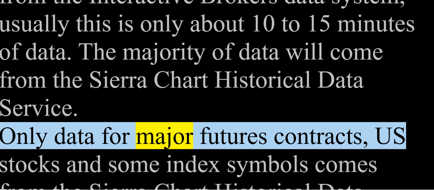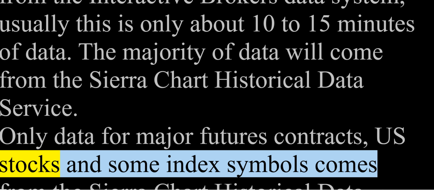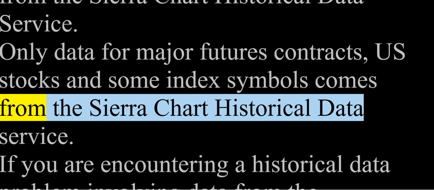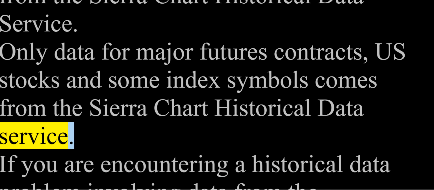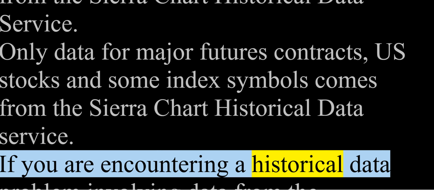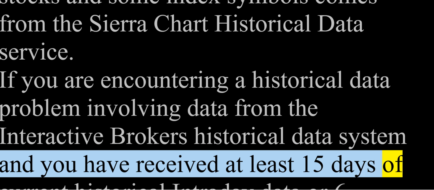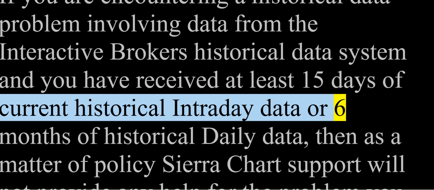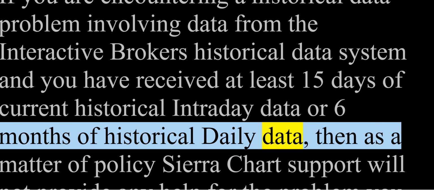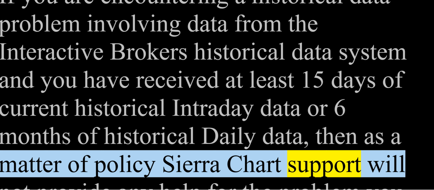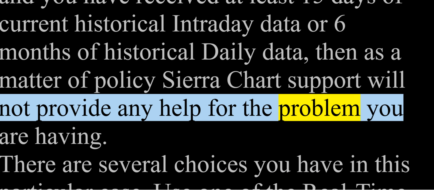Only data for major futures contracts, U.S. stocks, and some index symbols comes from the Sierra Chart Historical Data Service. If you are encountering a historical data problem involving data from the Interactive Brokers Historical Data System, and you have received at least 15 days of current historical intraday data or 6 months of historical daily data, then as a matter of policy, Sierra Chart Support will not provide any help for the problem you are having.